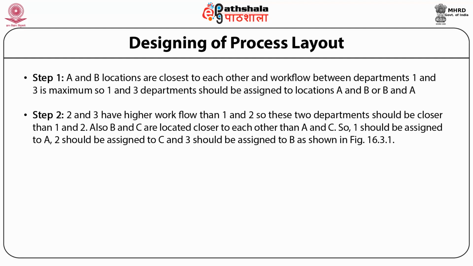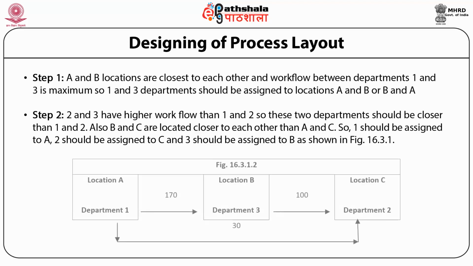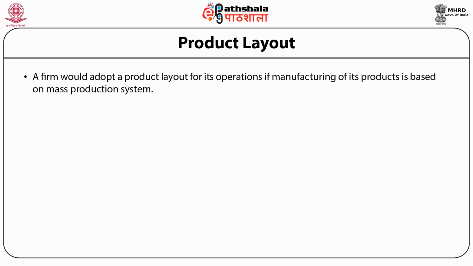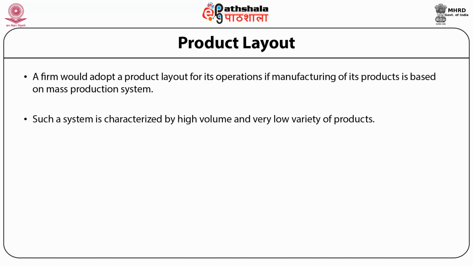Step 2. Departments 2 and 3 have higher workflow than 1 and 2. So these two departments should be closer than 1 and 2. Also, B and C are located closer to each other than A and C. So, 1 should be assigned to A, 2 should be assigned to C, 3 should be assigned to B, as shown in the figure. Location A, Department 1 takes 170 to Department 3, and 100 to Department 2 at location C.